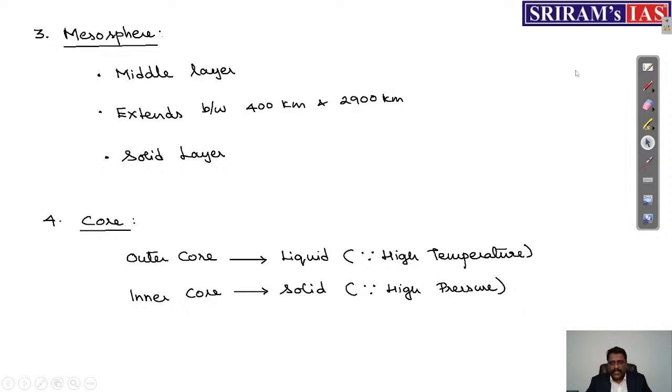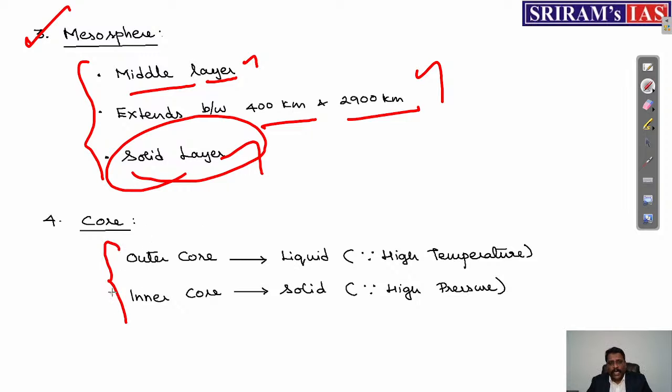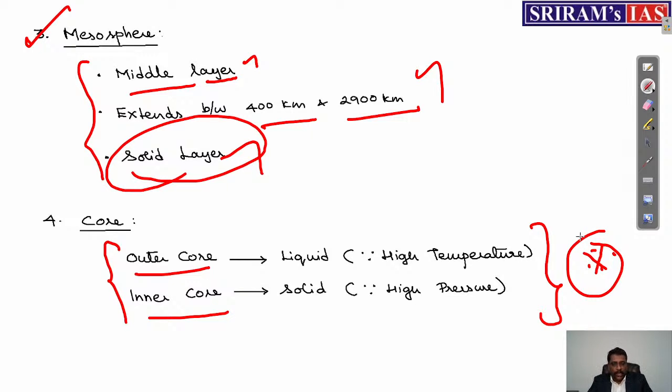Now, after talking about the asthenosphere, just to conclude, the mesosphere is a solid middle mechanical layer, extending between 400 to 2900 kilometers of depth. And of course, as I said, it's a solid layer. When I talk about the core, my dear friends, this is very important. We have two cores. The outer core is liquid and the inner core is solid.